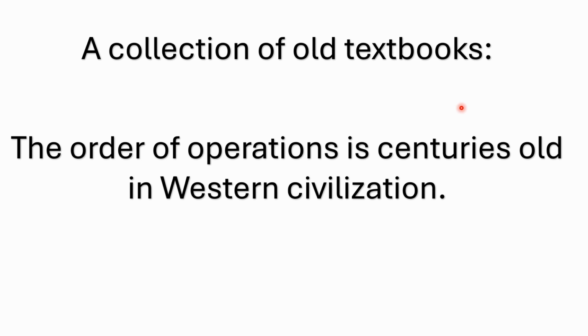It's just the truth. And here's a collection of old textbooks to back this up. The order of operations is centuries old in Western civilization. The roots of it go all the way back into like the 16th century. And it even goes beyond that. I mean, if you look at the formula for the area of a circle, exponents have precedence over multiplication. A equals pi r squared. There's no parentheses in pi r squared, yet you solve the r squared before you multiply by pi. Well, gee, you're not going left to right in that, are you?